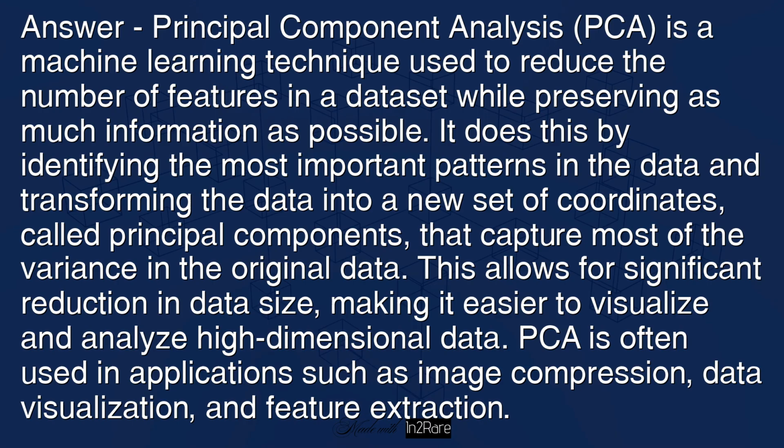It does this by identifying the most important patterns in the data and transforming the data into a new set of coordinates, called principal components, that capture most of the variance in the original data. This allows for significant reduction in data size, making it easier to visualize and analyze high-dimensional data. PCA is often used in applications such as image compression, data visualization, and feature extraction.